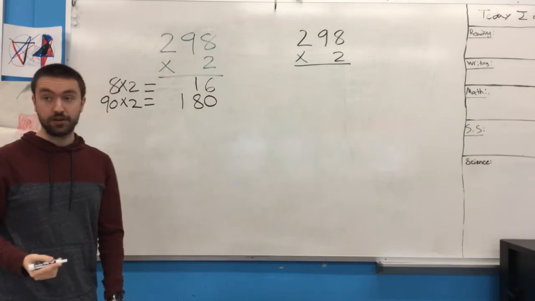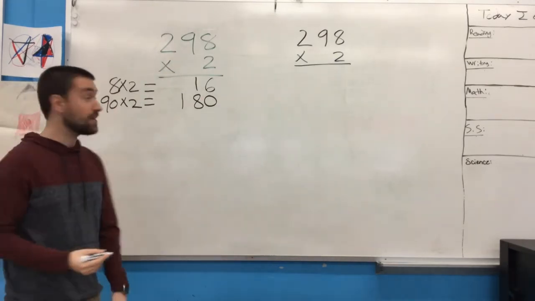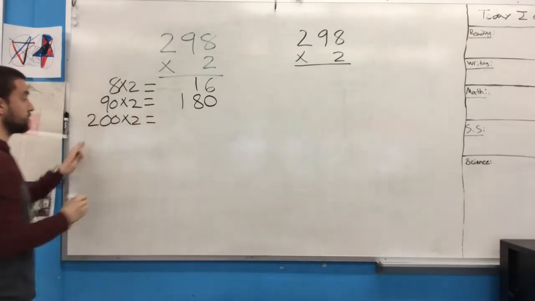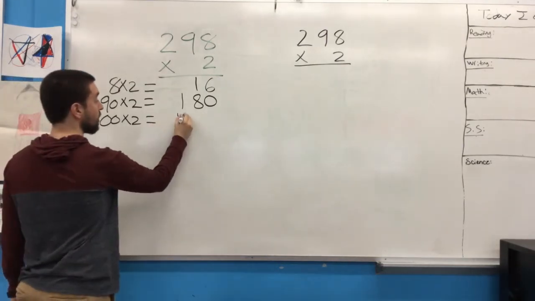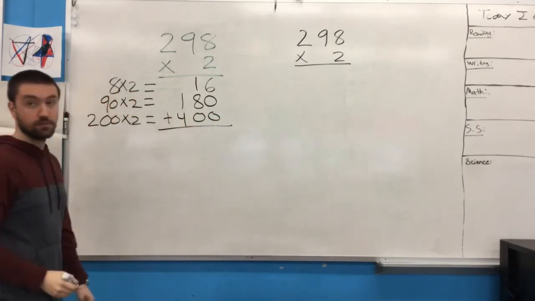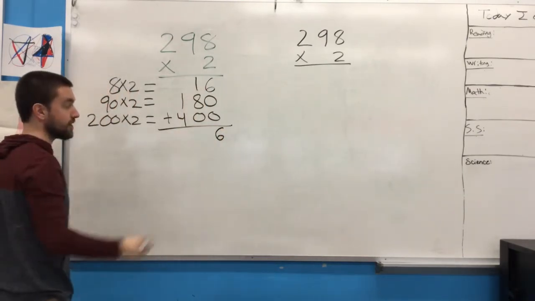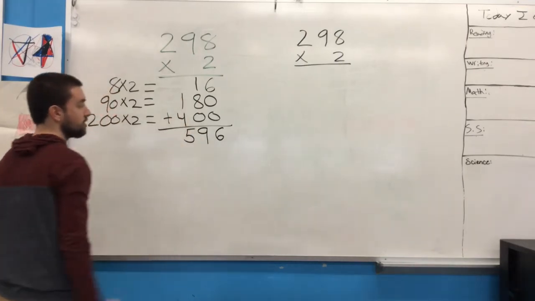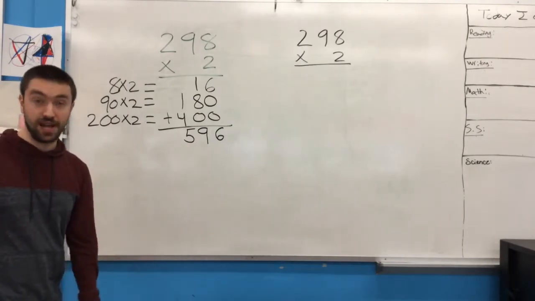Our last number is not 2 times 2. This 2 is in the hundreds place, which means this is 200 times 2, which equals 400. Now if I add them all up, 6 plus all those zeros is 6, 1 plus 8 is 9, and 4 plus 5 is 1. So our product, our answer to our multiplication question, is 596.